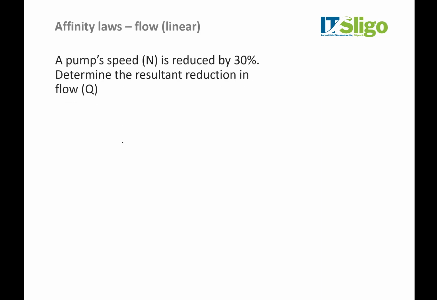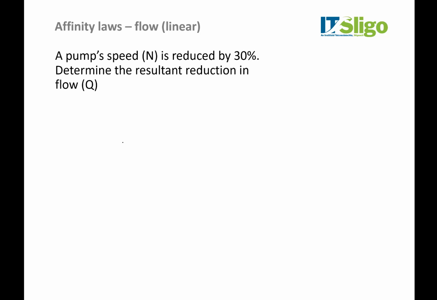Okay, so now we're going to take a look at some practical examples of this. We're first going to take a look at flow. And we're looking at a scenario where a pump speed is reduced by 30%. So the original speed, which we will call N1, is 100%. We're going to reduce by 30%. So the new speed is going to be 70%.